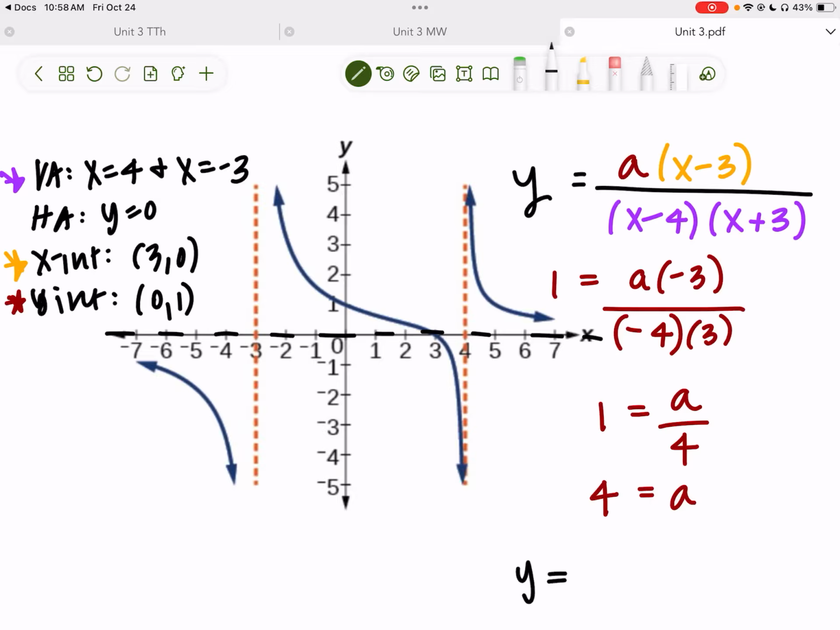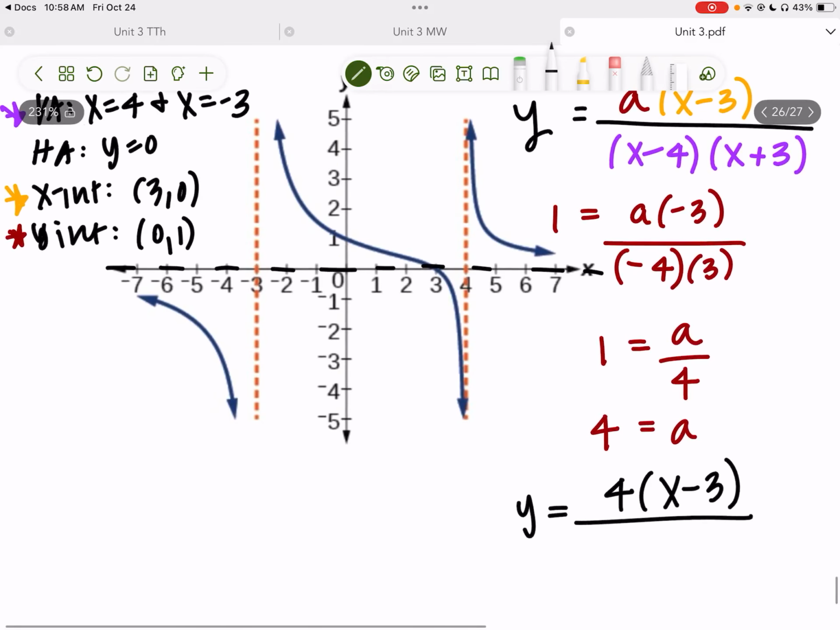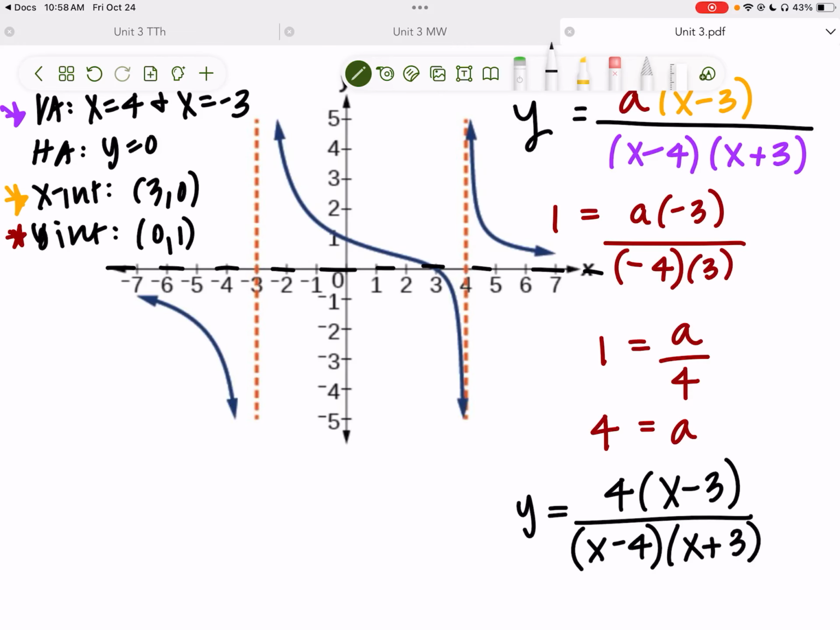A quick check will confirm that that also gets us the horizontal asymptote that we want. Let's see. Lost my train of thought. -3 over (x - 4)(x + 3). All right.